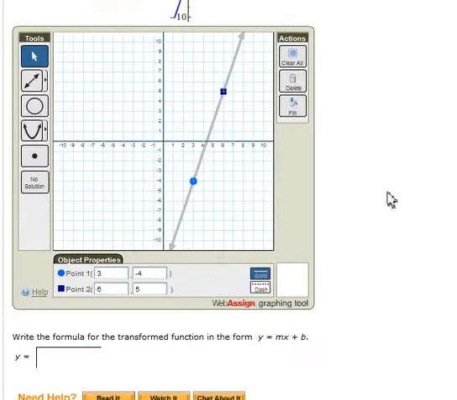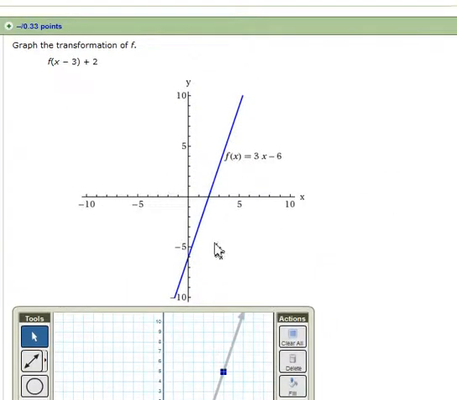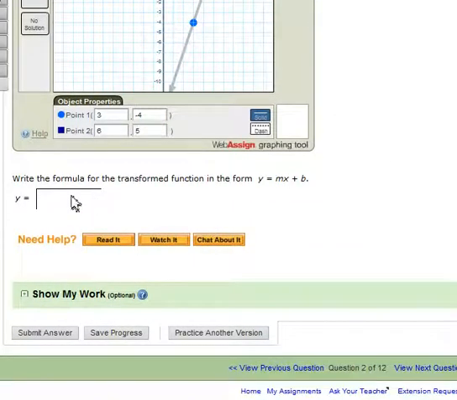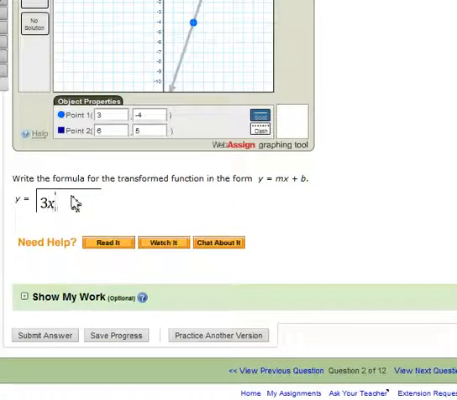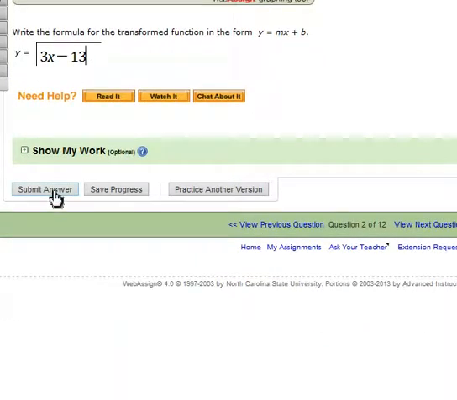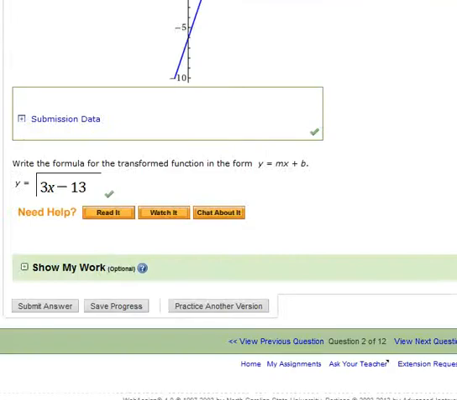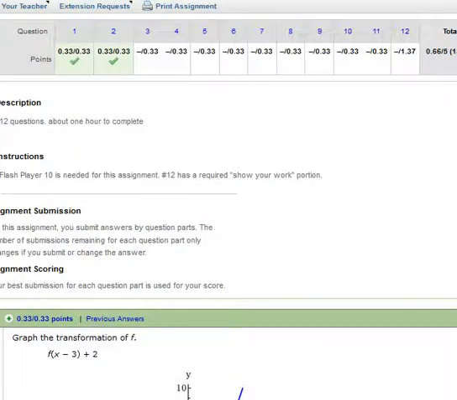And you can see, I'm going to move the screen, that they still have the same slope, it just got moved over. And the new equation was 3x minus 13. So I can go ahead and submit that and get my green check. See? Check mark.